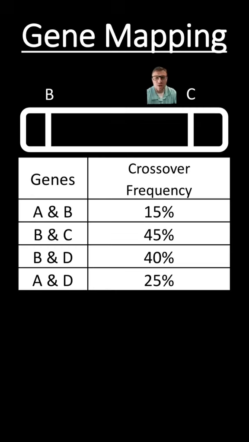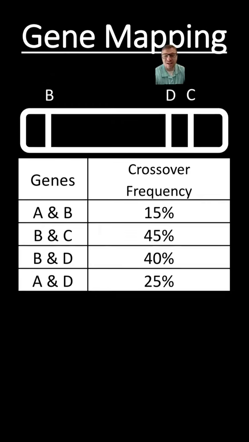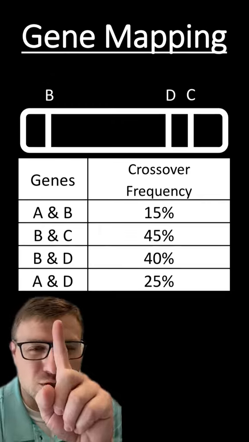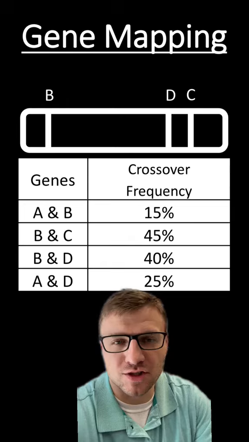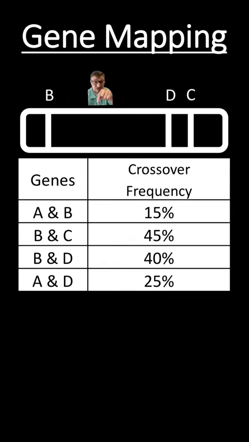Now, the only logical place for gene D to be is right here, because remember, it's 40 map units away from B. Now, it can't be 40 map units in this direction because a chromosome is only 50 map units long and there's no chromosome over there. So it has to be right here next to C. Now I'm going to work with genes A and D. These two genes are around 25 map units away from each other, which means A can either be here or again over there, but there's no chromosome over there, so it's probably over here.